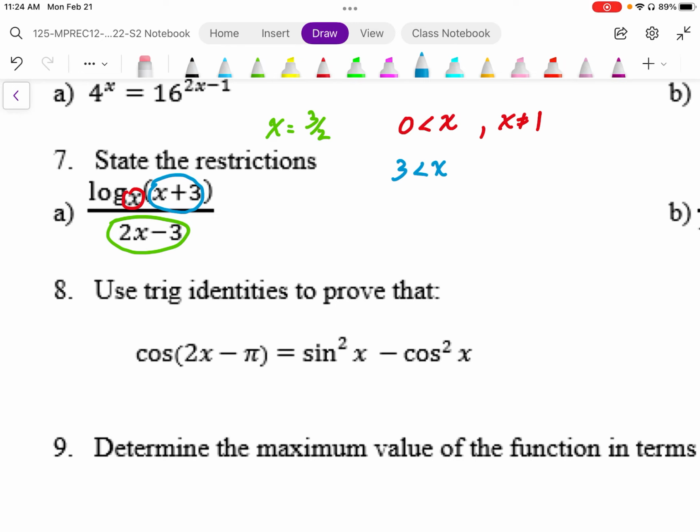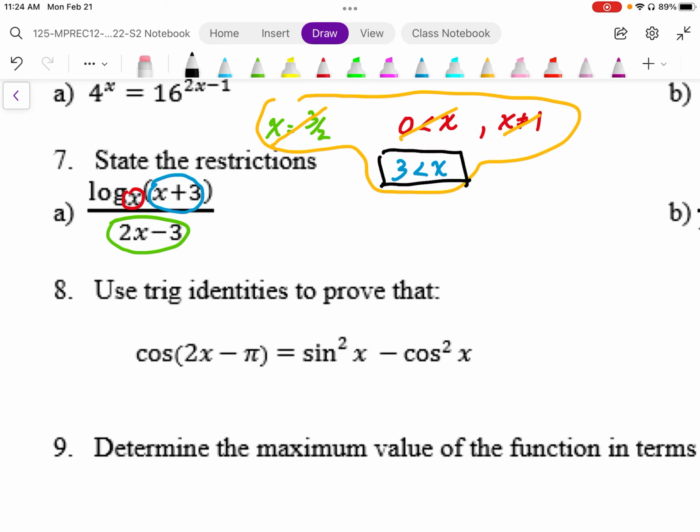So then putting all these together, we're going to group all these together. We know that it has to be greater than 3. So that's going to be redundant with this one and this one, and greater than 0. So then our final restriction is just going to end up being x is greater than 3. But we have to be aware of the restrictions that happen in the 3 different spots.